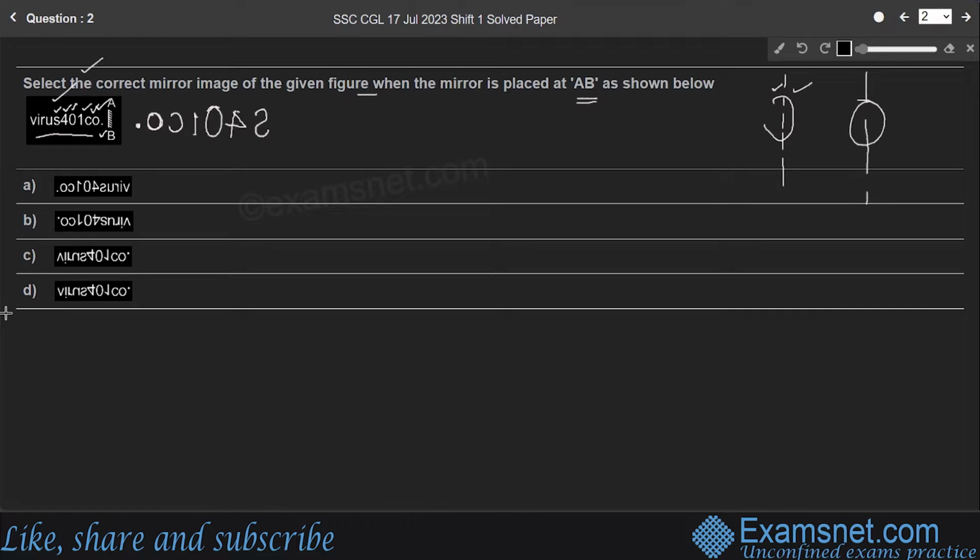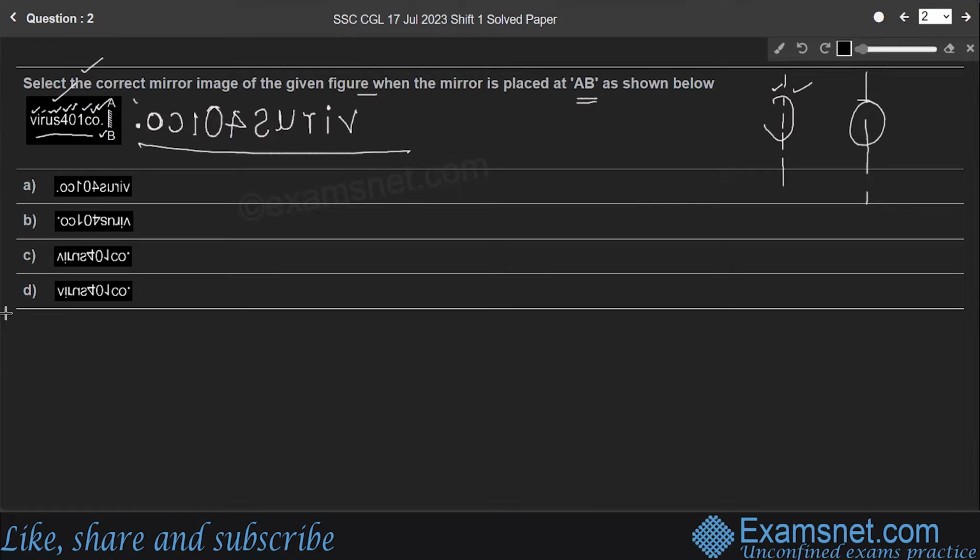Next comes S. So next comes U. The image of U will be like this. So next comes R. So the image of R. Next comes I. Since I is a symmetrical figure, the image of I will be the same as the original one. And also V. V is a symmetrical figure, so the image will be like this.